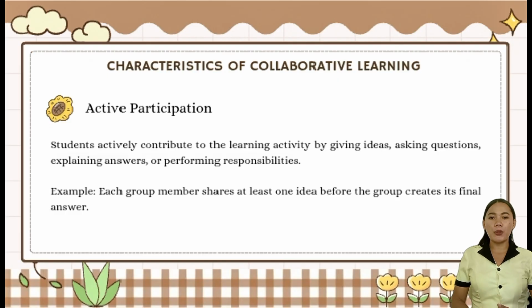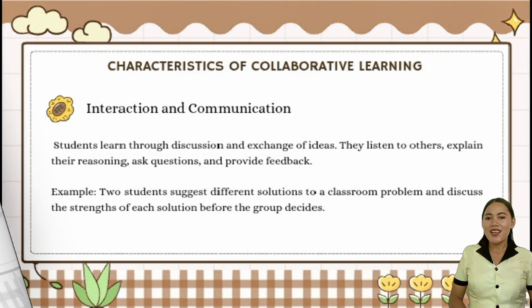For example, a teacher may require each group member to share at least one idea before the group creates its final answer. So why do you think this is important? That is because if only one student is doing the talking, the writing, and the decision making while others simply watch, the activity is not fully collaborative. Active participation ensures that students are actually involved in and contributing to the learning process.